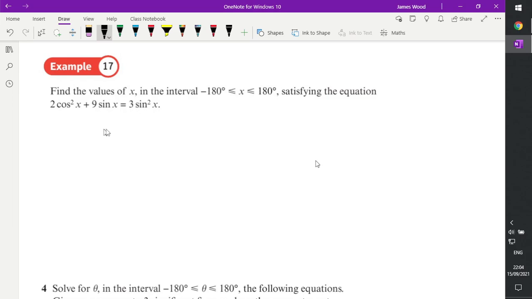So I've got sines and coses involved here. Let's try and convert it so it's just sine. So I'm going to try and replace this cos squared. Remember, sine squared plus cos squared is 1. So that means that cos squared is 1 minus sine squared. So that's going to be 2 lots of 1 minus sine squared x plus 9 sine x equals 3 sine squared x. Now I should be able to just rearrange this into a quadratic.